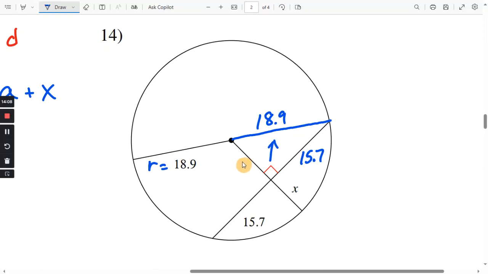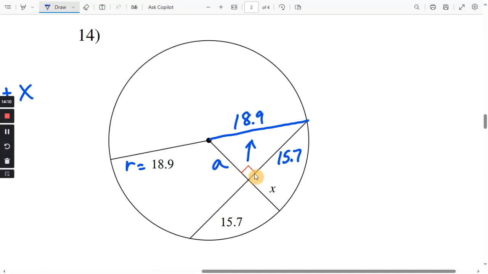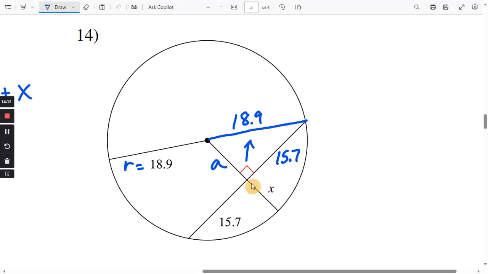If I let this one equal A, you can just do the radius right here. A plus X equals your radius. Okay, the radius is 18.9. A, you need Pythagorean theorem to solve. Plug them in and solve for X.